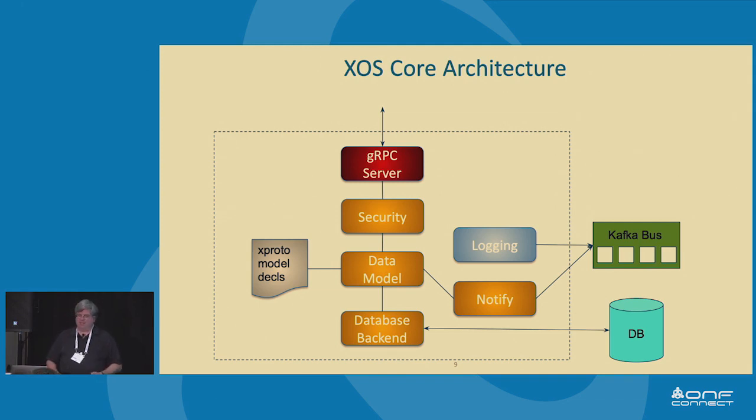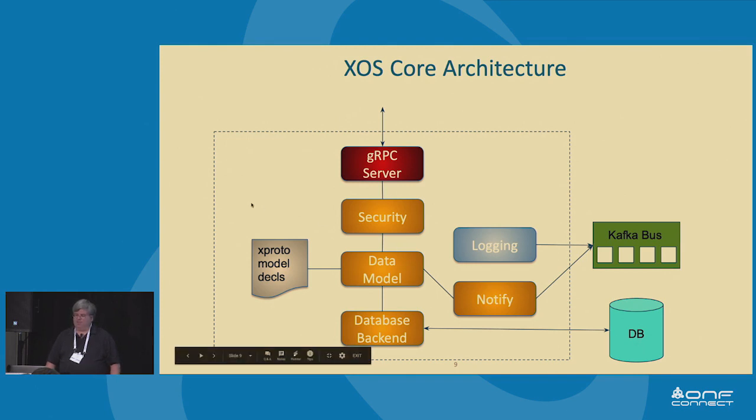Beneath that, there is the data model itself. The data model is built on a Python component called Django, which is a popular object relational data model for Python. Django has several different backends. You can select which backend you want. We have chosen the backend engine to use Postgres. So you'll see we connect to a Postgres database.